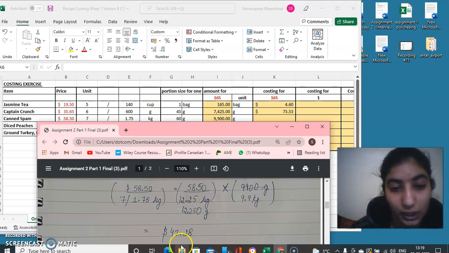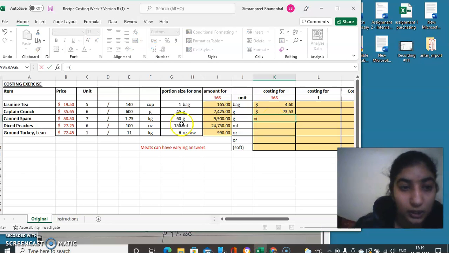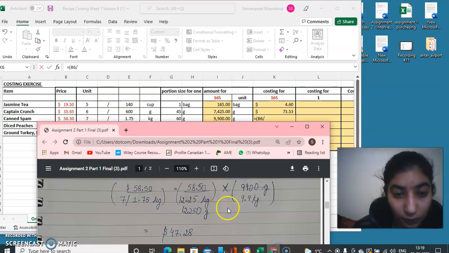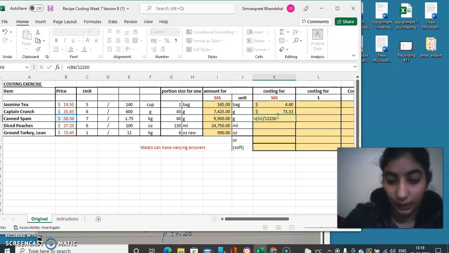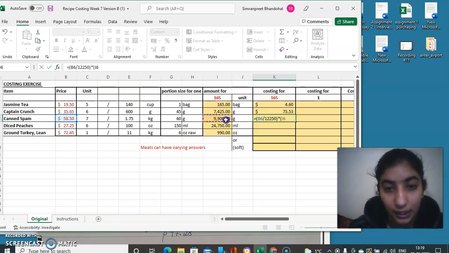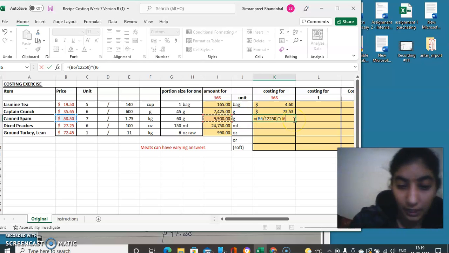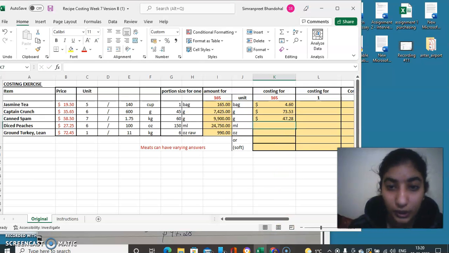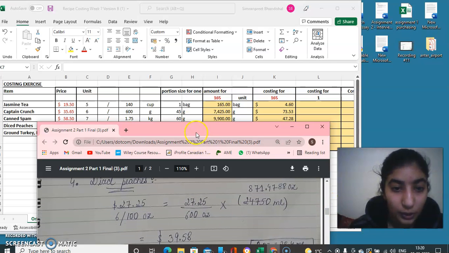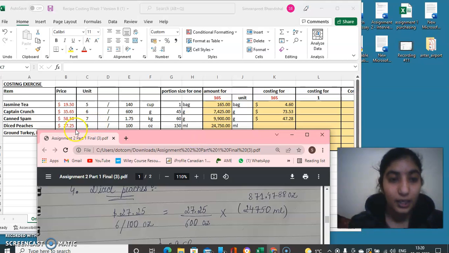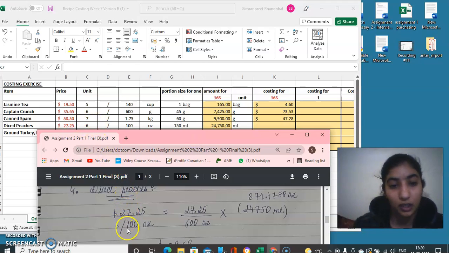After solving the equation, we get 47.28, and then we incorporate it here: equals 58.70 divided by, we got the value in grams, 12,250, bracket close, multiply, bracket start, the total amount for 165 cell referencing, bracket close, and enter. That's 47.28.